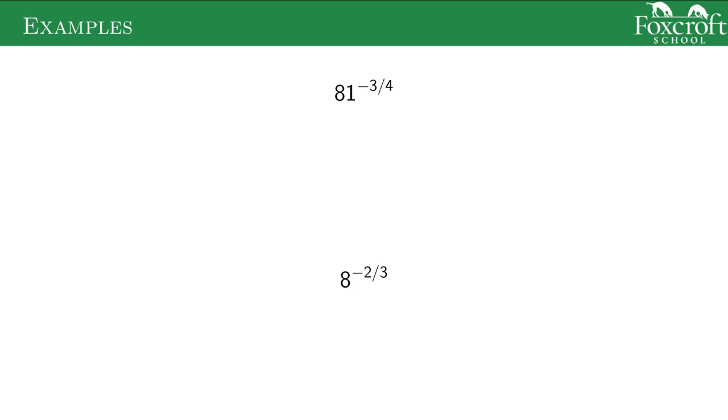A couple more examples. 81 to the negative 3/4. Again, I'm always going to start off with the same thing of taking the number, raising it just to the bottom of that fraction first, and then the whole number part second. All right, so breaking up into smaller steps is going to make it simpler. And starting with the root first will make the number smaller rather than bigger first. This is a good order to do it in.